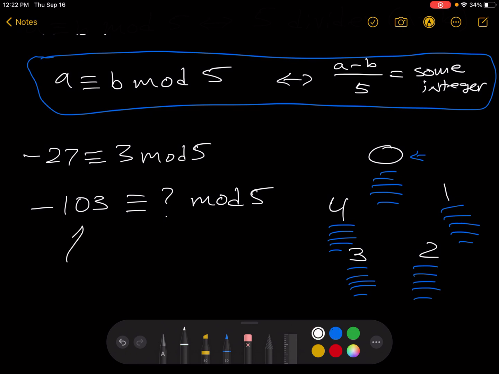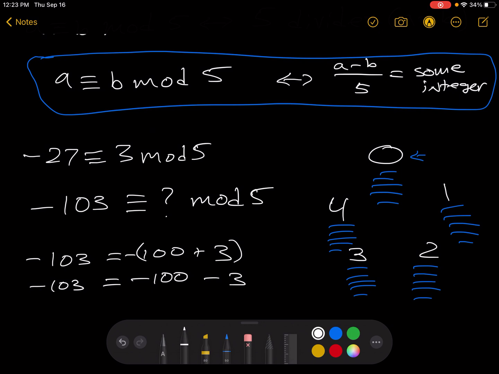Now, clearly negative 103 is not a multiple of 5, but a lot of it is. Let me show you what I mean. Positive 103 is 100 plus 3. To make it negative, we have to make both of these negative. So negative 103 is equal to negative 100 minus 3.